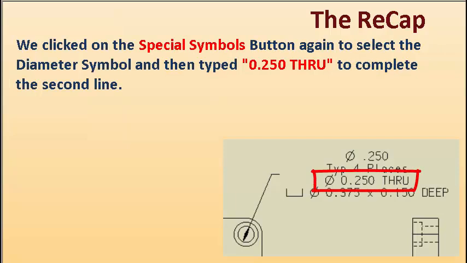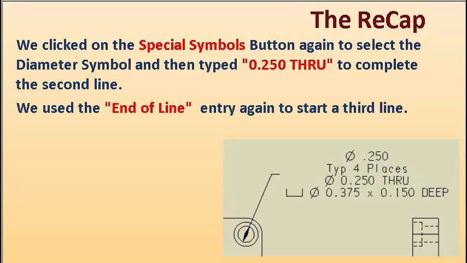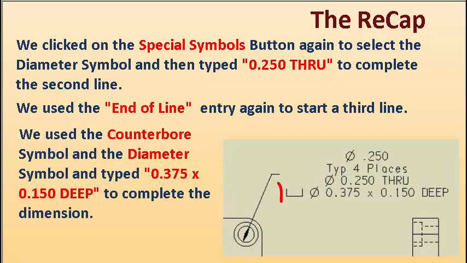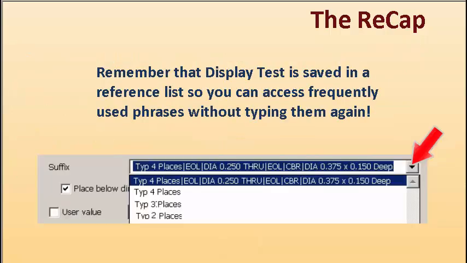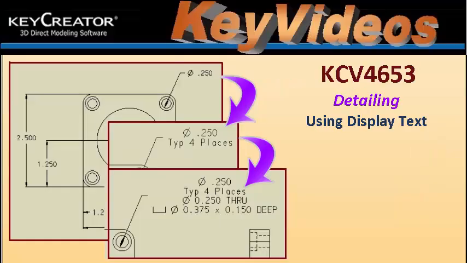We clicked on the special symbols button again and selected the diameter symbol and then typed 0.250 through to complete the second line. We used the end of line entry again to start a third line. We used the counterbore symbol, the diameter symbol, and typed 0.375 by 0.150 deep. Remember that display text is saved in a reference list so you can access frequently used phrases again.